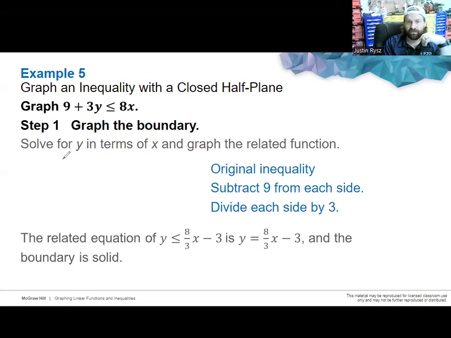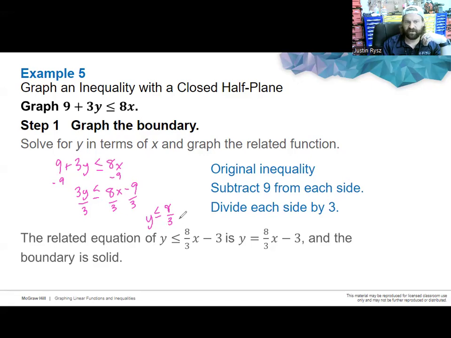Okay, let's go over this here. So what we need to do is take the original inequality, 9 plus 3y is less than or equal to 8x. We're going to subtract the 9 from both sides. We get 3y is less than or equal to 8x minus 9. And then we divide by 3. We're dividing by positive 3, so the sign does not change at all. We get this lovely fraction of 8/3 x, then minus 3. So our inequality is y is less than or equal to, not negative, but positive 8/3 x minus 3. But keep in mind, we're going to use the equal sign as our boundary.